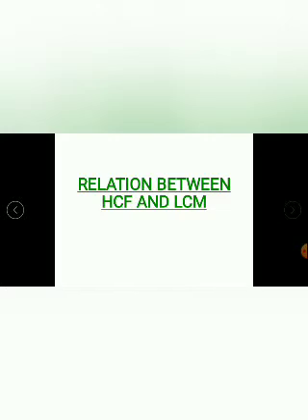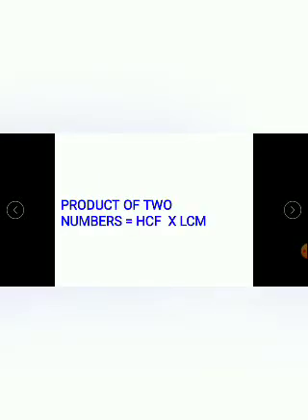What is the relation? The relation we are stating is between the two numbers and their HCF and LCM. When we multiply the two numbers, that product and the product of HCF and LCM will be equal. That is, the product of two numbers and the product of HCF and LCM will be equal. We can prove this with the help of an example question.